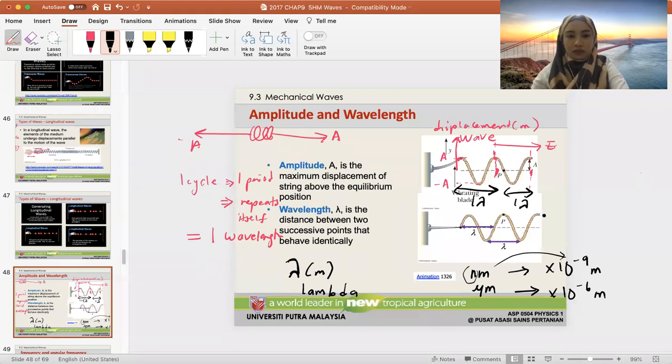Okay, what else? Wavelength is also known as the distance between two successive points that behave identically. I mentioned to you before, when it starts to repeat itself, that is when you have reached one wavelength. Okay? Definition ni agak complicated nak hafal. Just remember when it starts to repeat itself, that is when you have one wavelength. One wavelength, one cycle, one period.